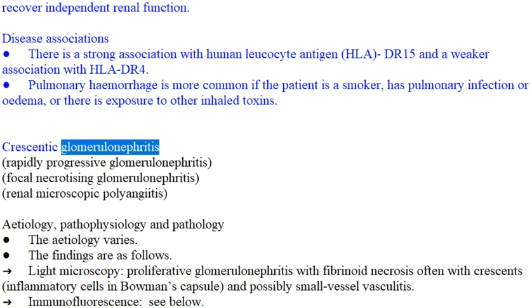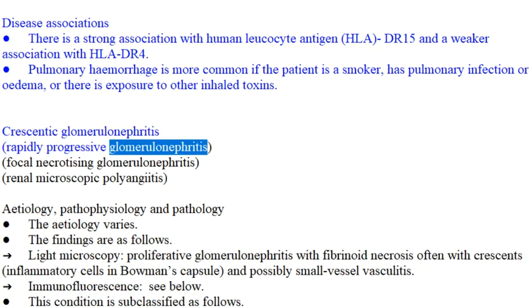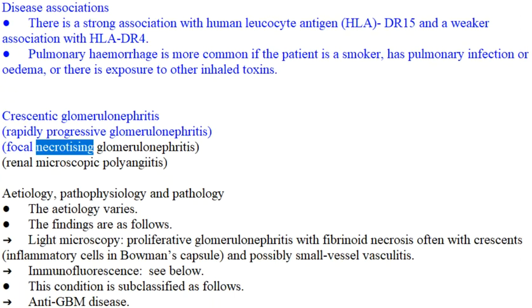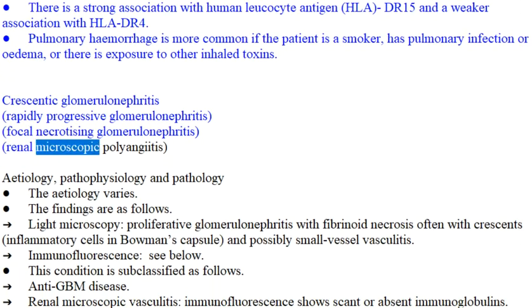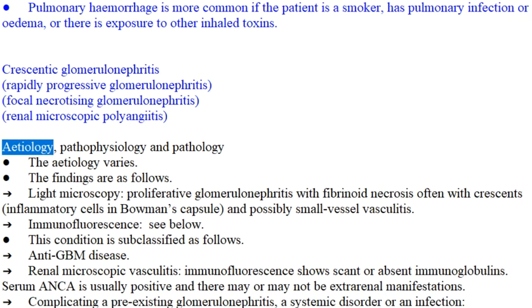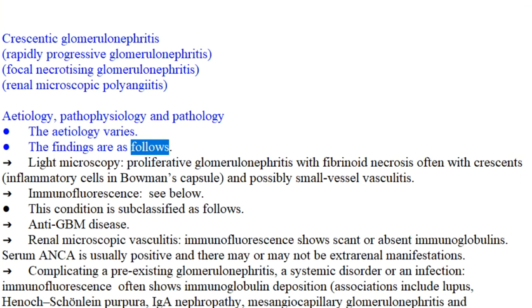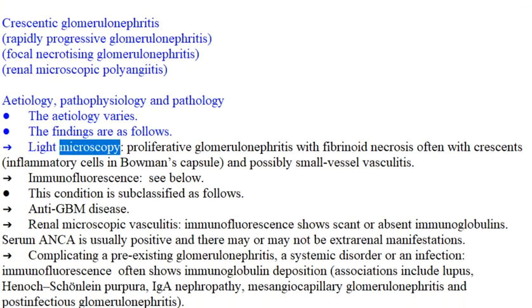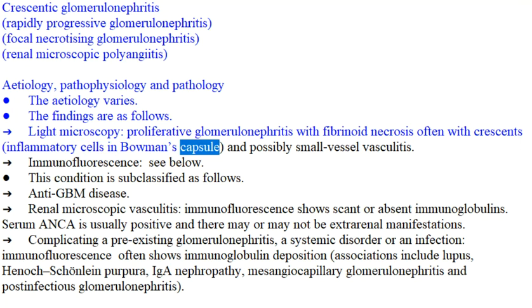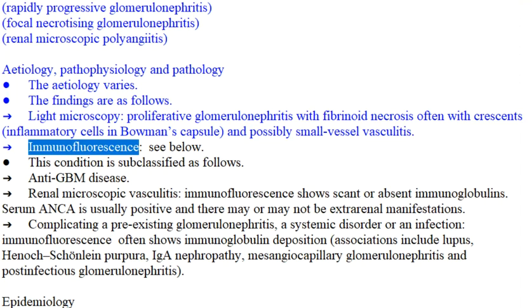Crescentic glomerulonephritis, rapidly progressive glomerulonephritis, focal necrotizing glomerulonephritis, renal microscopic polyangiitis. Etiology, pathophysiology, and pathology: the etiology varies. The findings are as follows. Light microscopy: proliferative glomerulonephritis with fibrinoid necrosis, often with crescents, inflammatory cells in Bowman's capsule, and possibly small vessel vasculitis. Immunofluorescence: see below.